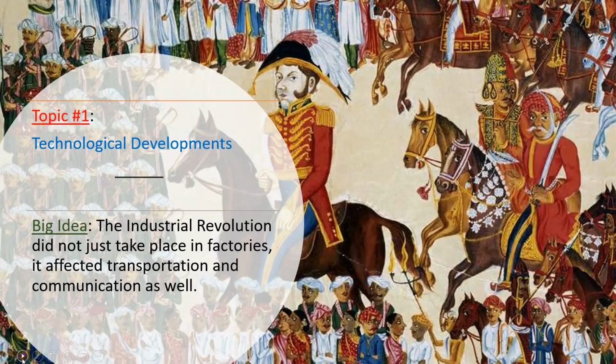Topic number 1, technological developments. What's the big idea here? The Industrial Revolution did not just take place in factories. It affected transportation and communication as well. I got 13 takeaways for you on this topic.